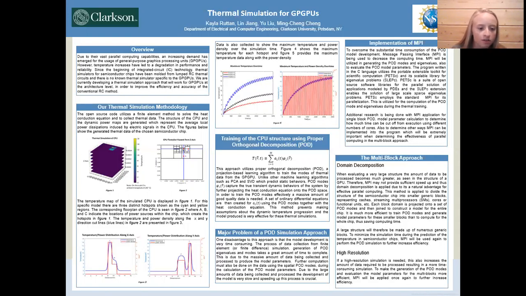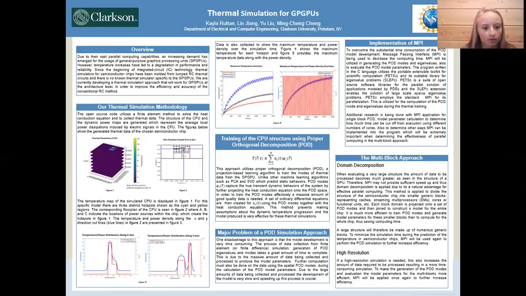We have decided to start our project with a CPU and will eventually make this work for GPGPUs. The open source code utilizes a finite element method to solve the heat conduction equation and to collect thermal data. The structure of the CPU and the dynamic power maps are generated, which represent the average local power dissipations induced by electrical signals in the CPU.